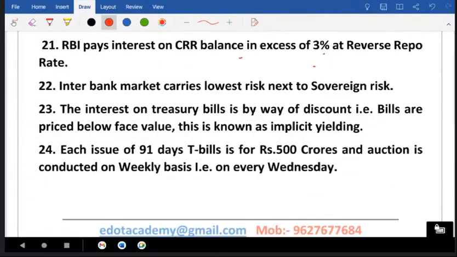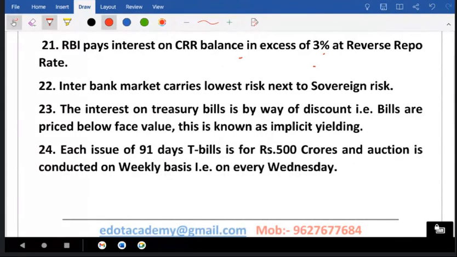So the interbank market carries the lowest risk next to sovereign risk. Sovereign risk is related to the country, because most countries don't fail. They always respect the feelings of other countries. So in the interbank market also, banks follow the respect. They follow the custom. They respect the others. So interbank carries lower risk next to sovereign risk.